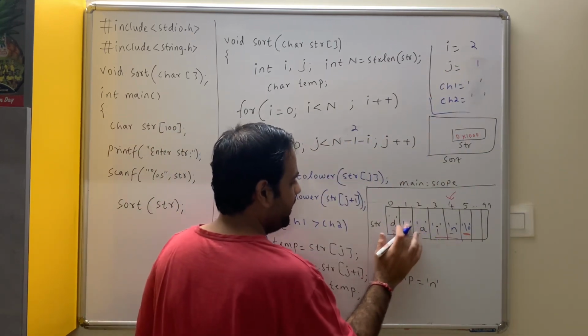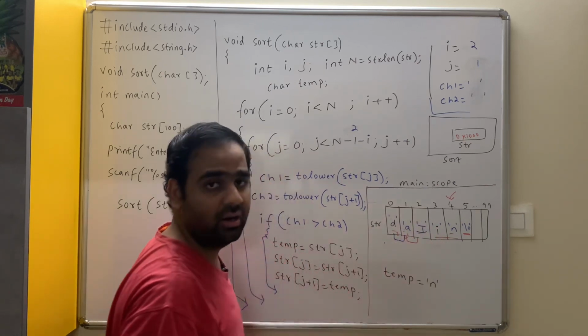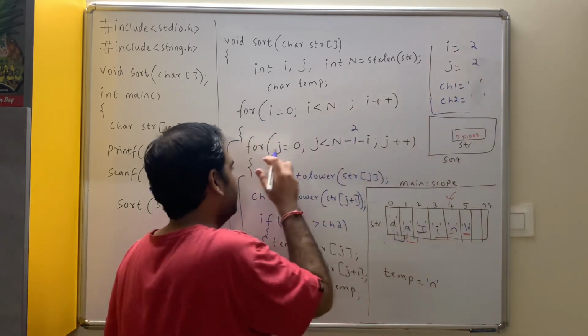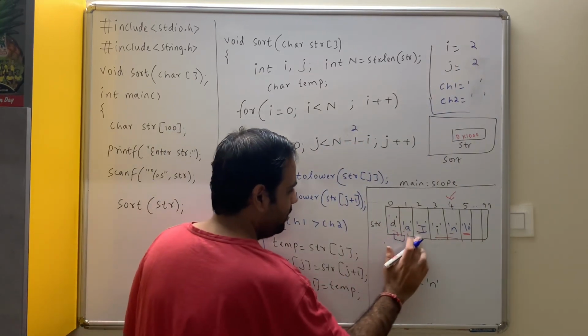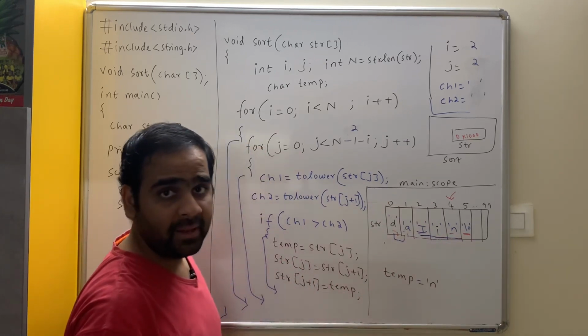i greater than a, yes. a comes here and i goes over here. Again j plus plus, the value of j becomes 2. 2 less than 2 is false. You come out. Again you see that the third largest element is bubbled up. There is only one pair.